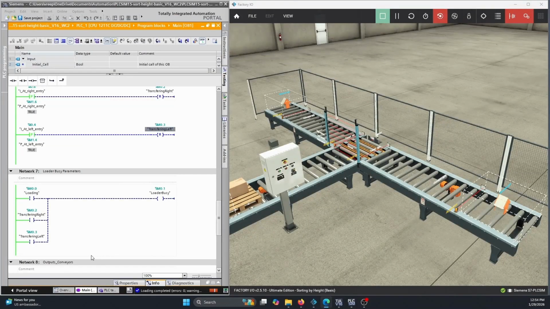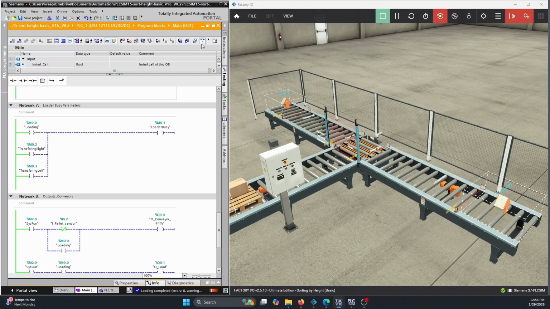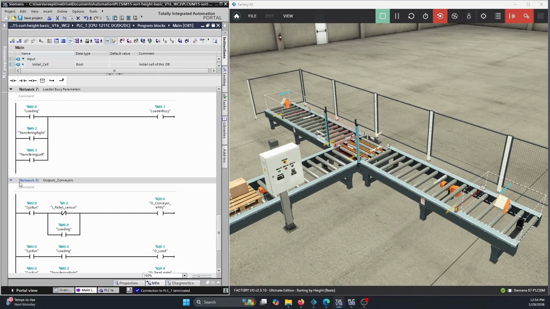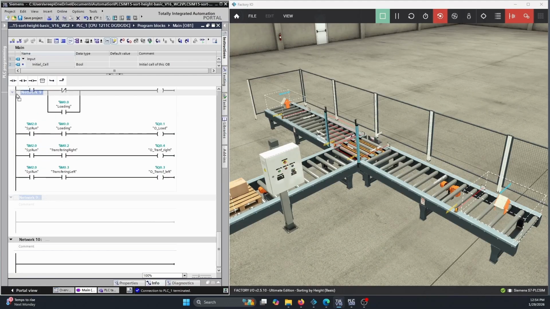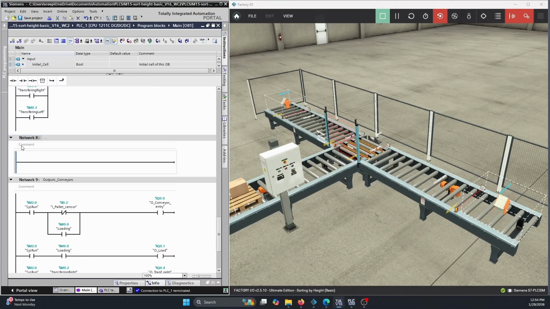All right, guys. So what we need to do is we need to get these left and right conveyors working now, right? So let's throw in another network here. So let's go offline. Throw in another network here. I like to have my outputs as the last network there. So we need one for transferring left and transferring right, right? So we'll put in right conveyor parameters, and then we'll do left conveyor parameters. We'll do basically the same thing. We're going to copy the network for the left.